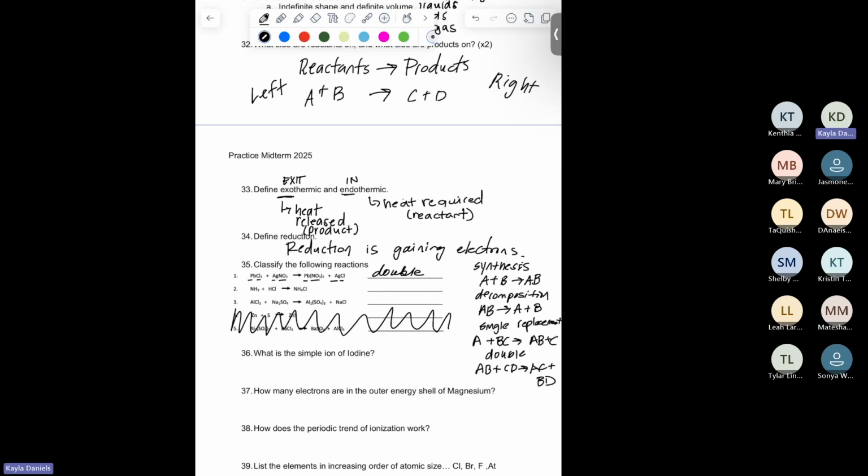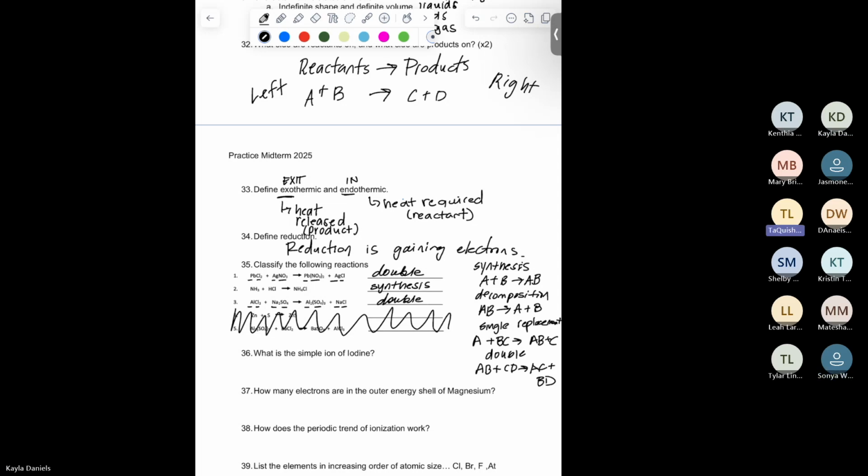All right. 2, we got 2 things coming together to form 1. So that's synthesis. 3, we got Al with chlorine, we got sodium with sulfate, and then all of a sudden, they've switched. Are they the swingers? Yeah, so double.